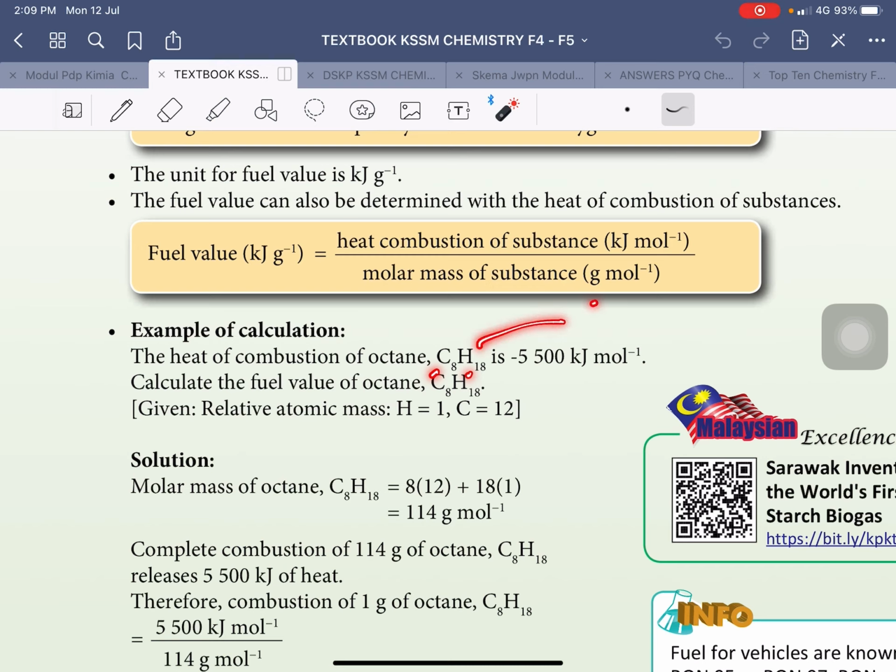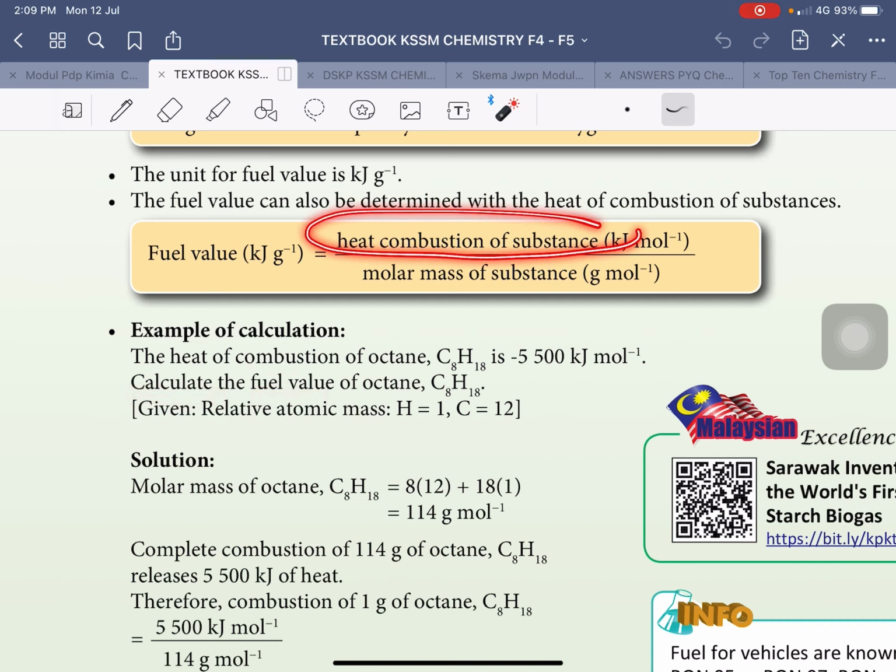C8H18, because the formula for alkane is CnH2n plus 2. Okay? Jadi dia sudah bagi tahu, the question already tells you the heat of combustion is 5,500 kilojoule per mole. So kamu tidak payah kira lagi. So the question says calculate the fuel value of octane. How to calculate fuel value?